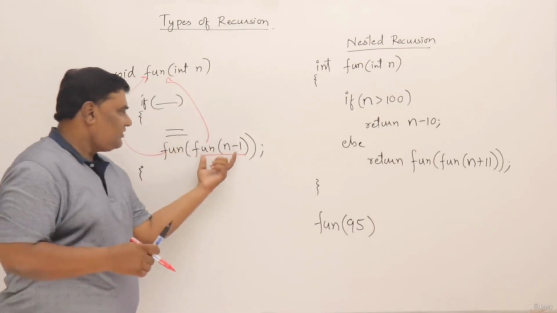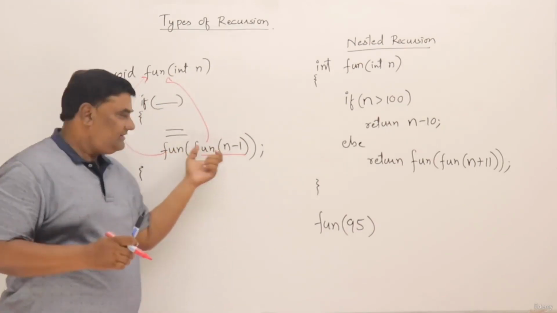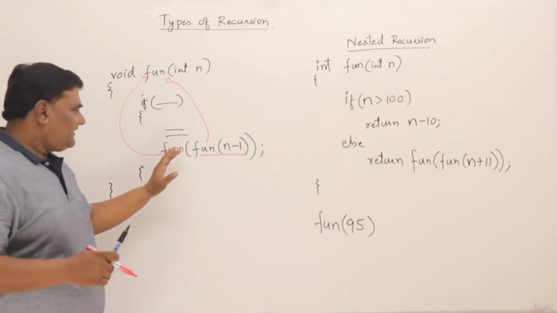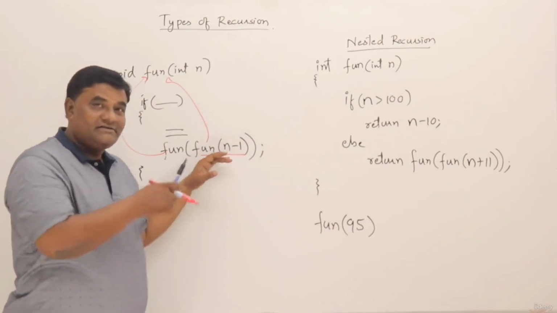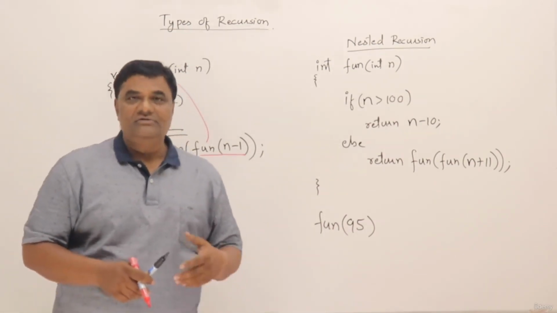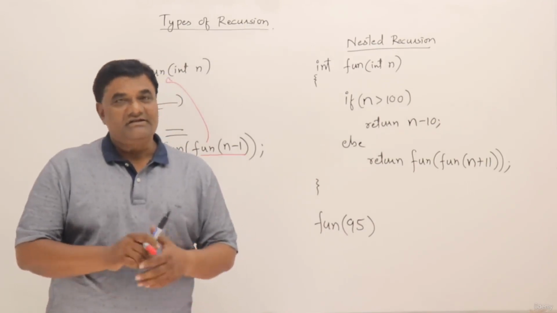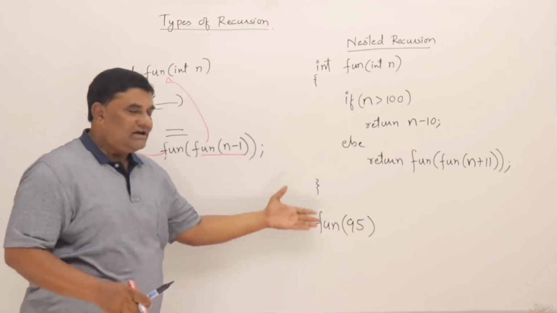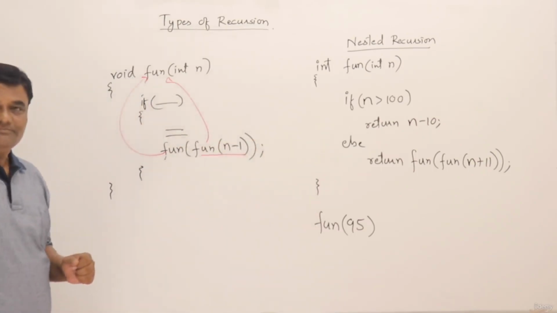It means unless the result of this recursive call is obtained, this call cannot be made. So a recursive call is taking a recursive call as a parameter. So this is recursion inside recursion, so it is called nested recursion. As an example, I have one function here. I will trace that function and show you.